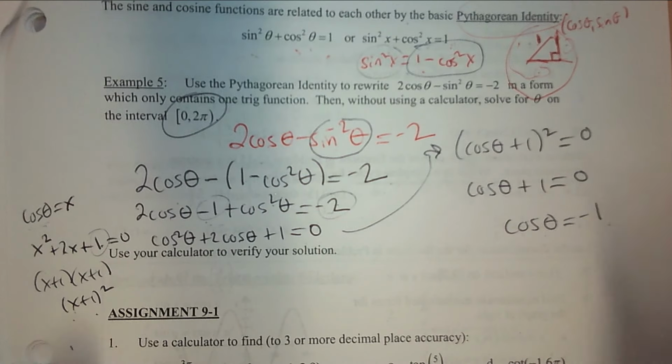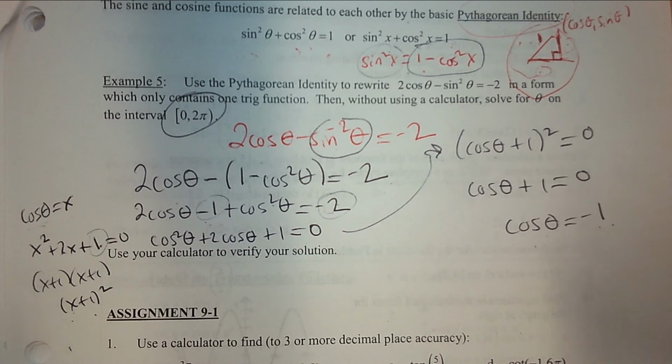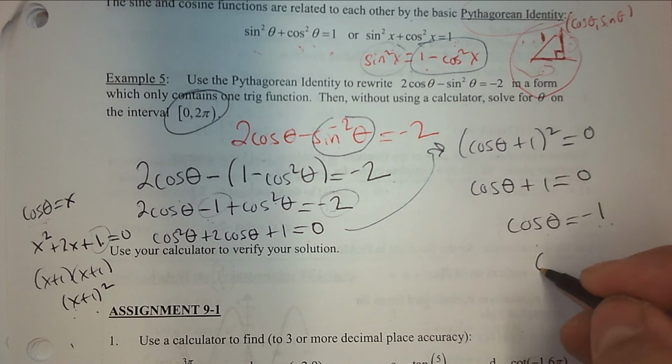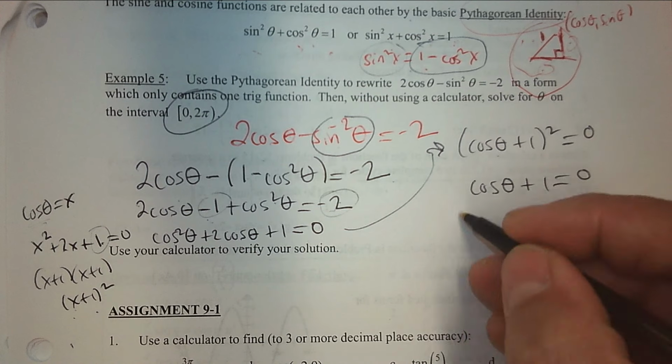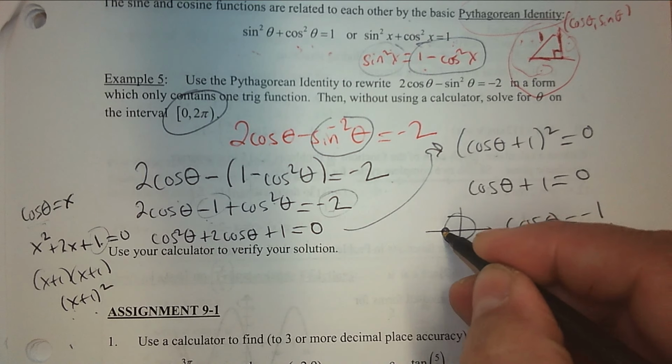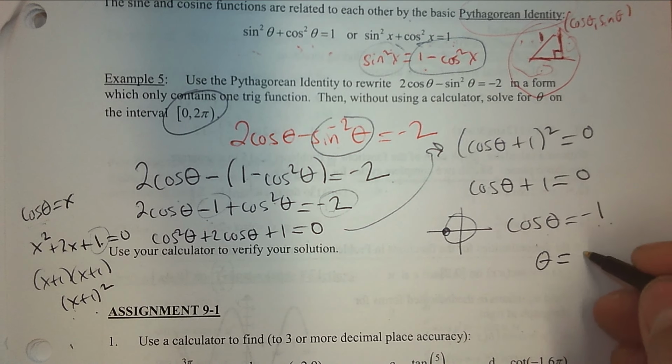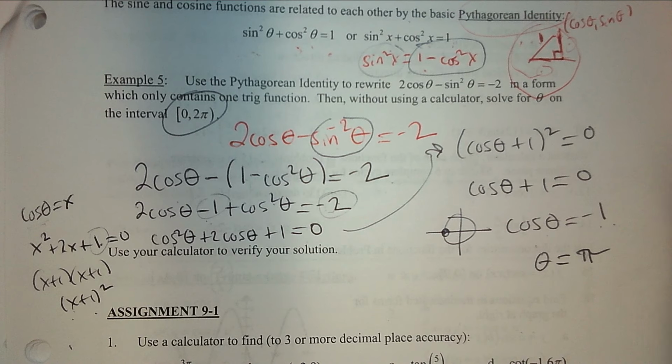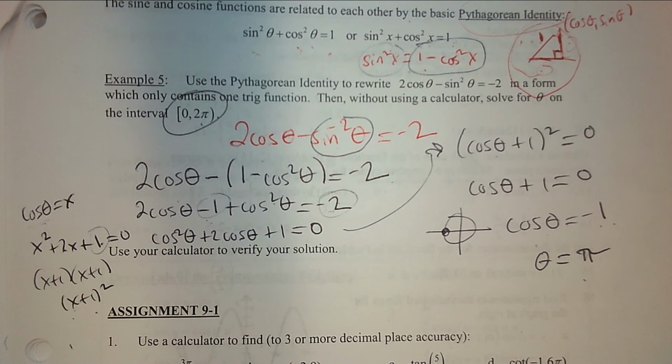So what's our understanding here? Cosine goes with the x coordinate. So where is the x coordinate negative 1? That's to the left. So I think of the unit circle, negative 1. That's way here on the left, right? So that answer is going to be pi. If there is no restriction, there would be an infinite number of answers that could be correct.